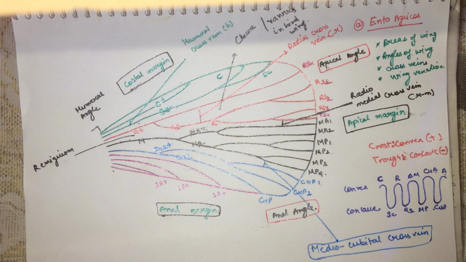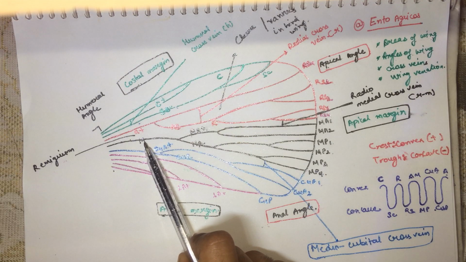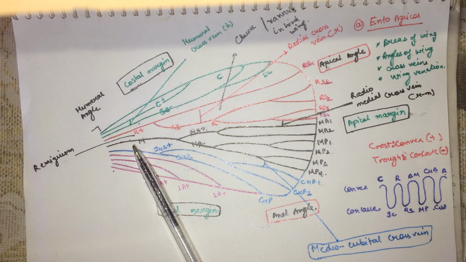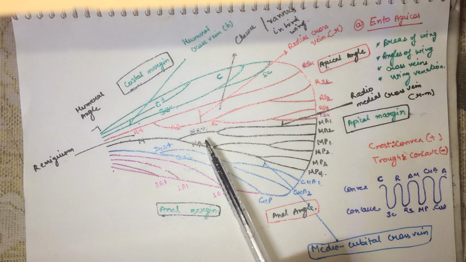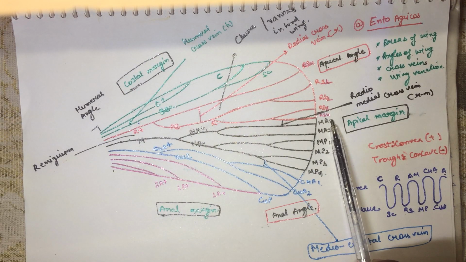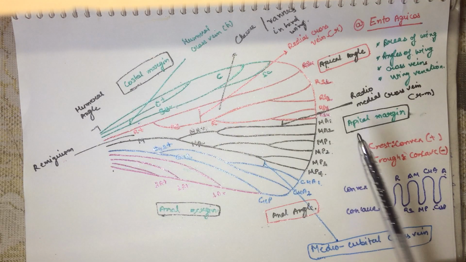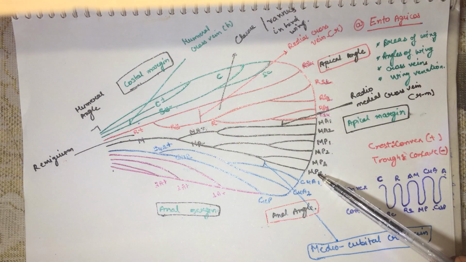And the vein in black color is the median vein, and this is further subdivided into the anterior median, which is represented by the positive sign as it is present on the crest, whereas the posterior median is represented by the negative sign. This anterior median is further subdivided into anterior median 1 and anterior median 2, whereas this posterior median is further subdivided into 4, that is posterior median 1, 2, 3 and 4.